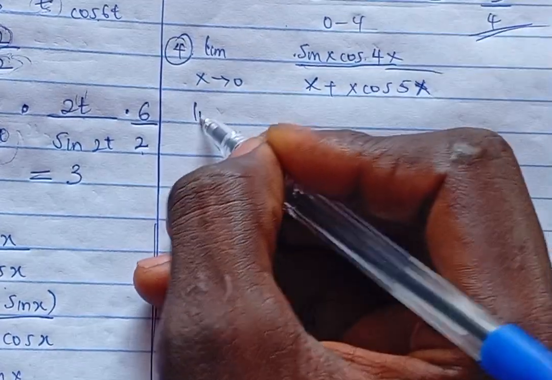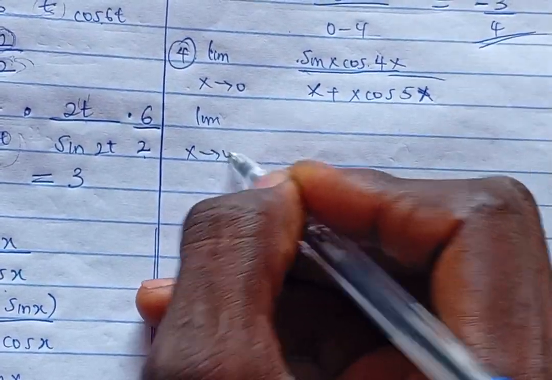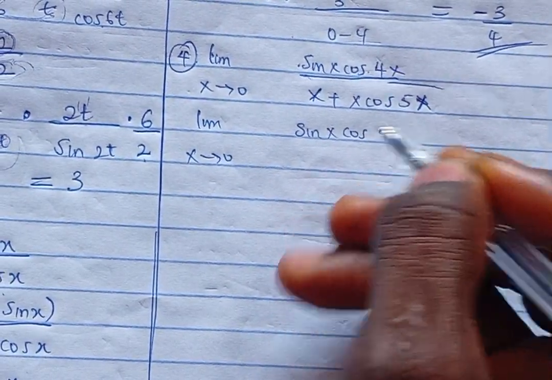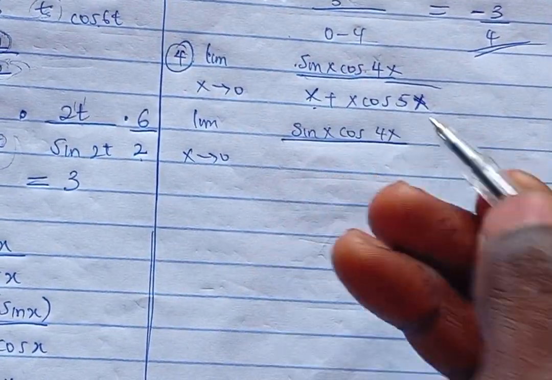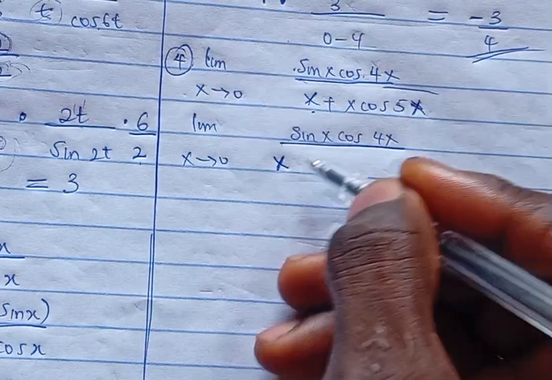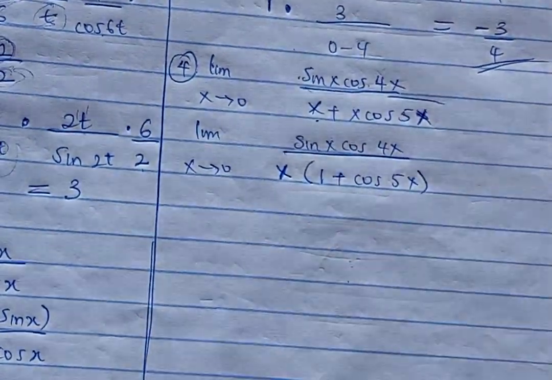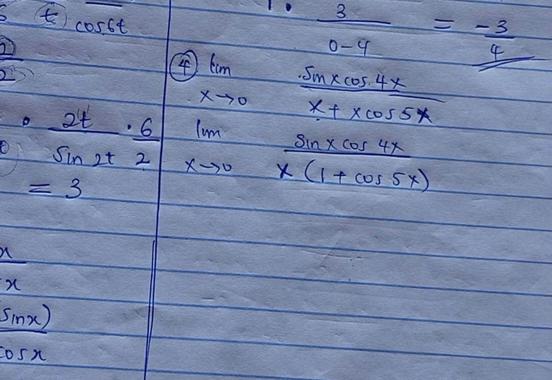So we can just say that the limit as x tends to 0 of sine x cos 4x everything over, you can factorize this x, right? x open bracket 1 plus cos 5x. Good, right? Okay, we can continue.